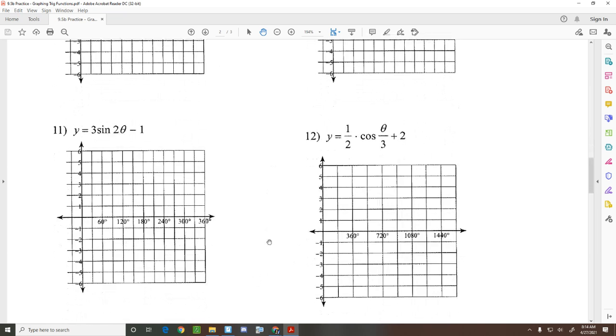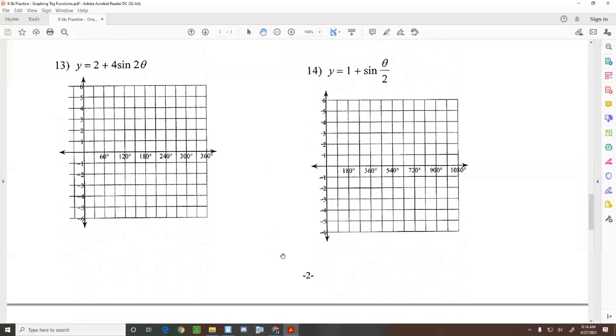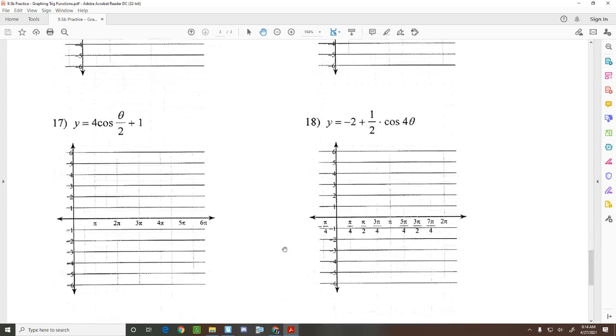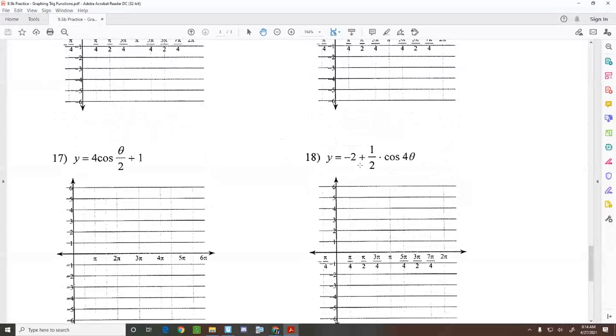All right, this second page, if you look at the x-axes, these are all in degrees. Your third page, you'll notice these are all in radians, all right, to kind of keep it separate for you so you know what to focus on. But still the same idea, the same concept. You've got some sine waves, you got some cosine waves, all right?